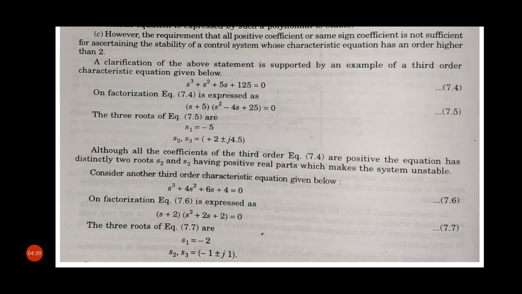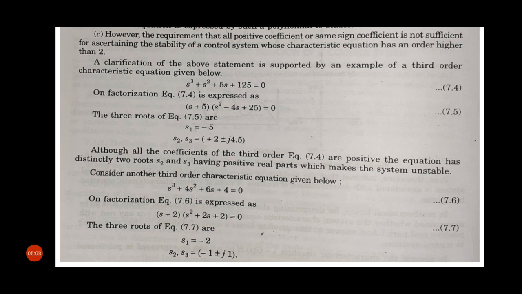So see, although all the coefficients of the third order equation, that means equation number 7.4, are positive, the equation has distinctly two roots, s2 and s3, having positive real parts, which makes the system unstable.